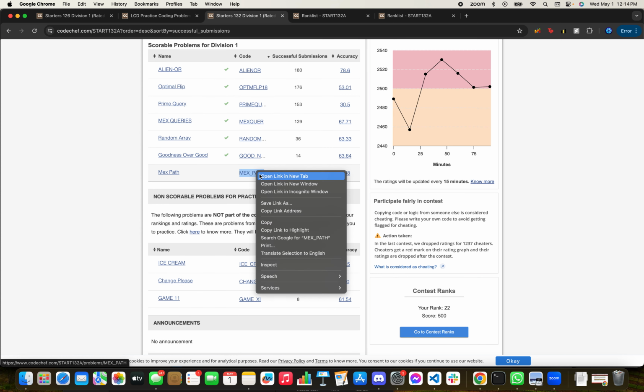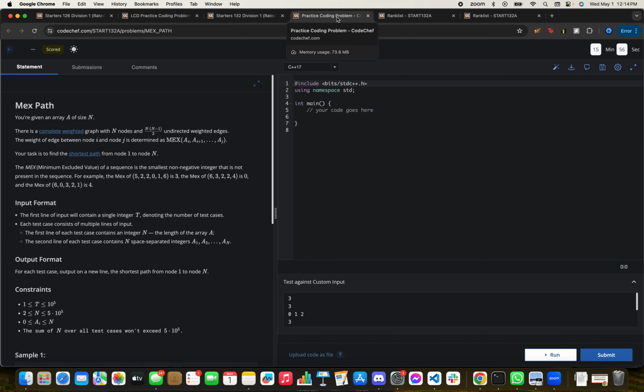So cool. Okay, let's look at the last problem just for... We're given an array A of size n. There is a complete weighted graph with n nodes and this many undirected weighted edges. The weight of an edge between I and j is the max of this subarray. Interesting.